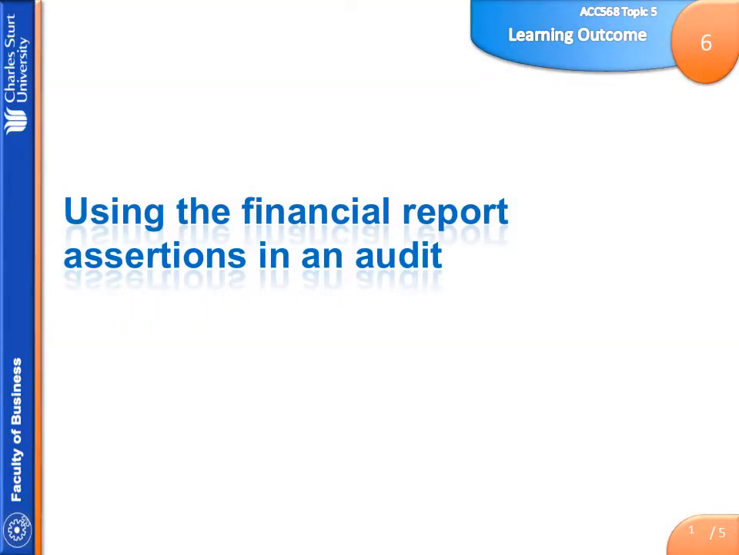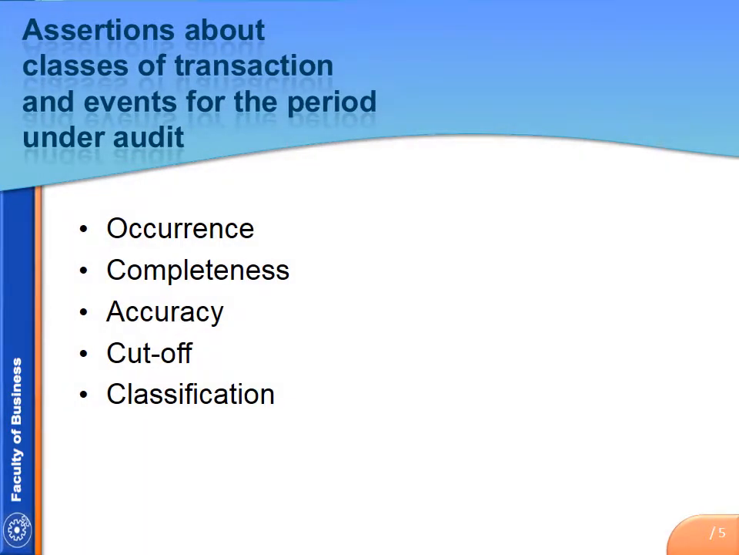We're now looking at using the financial report assertions in an audit. There are assertions about classes of transactions and events for the period under audit, and there are 5 assertions here. The first assertion is occurrence, which is that transactions and events that have been recorded have occurred and relate to the entity. Then there's completeness.